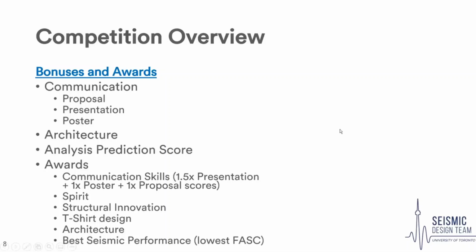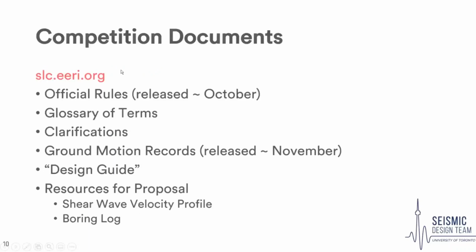But yeah, so what did they give you on the website? So if you go on the website, slc.eeri.org, you'll see the official rules, which are usually released around November. You'll have a glossary of terms, some clarification, so teams can ask questions using a form, and they'll usually answer within a week or 2. They release the ground motions, which sometimes are released in October, sometimes all the way in December, kind of no set schedule given.